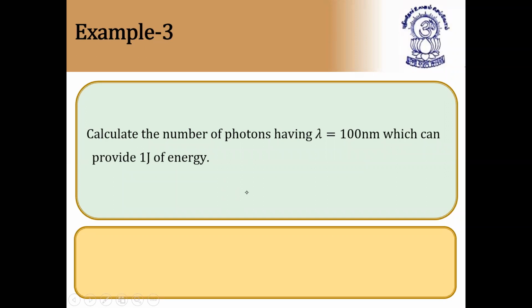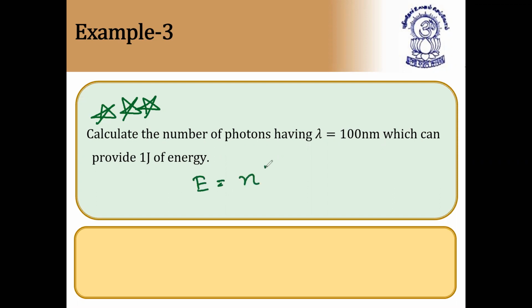Next, example 3. Calculate the number of photons having lambda equal to 100 nanometer, which can provide 1 joule of energy. This is a very, very important model. You can see here in Planck's quantum theory, we got the last formula, with the number of photons. They have given the number of photons. So the formula is simple: E is equal to nhc by lambda, with respect to the number of photons, where n is called the number of photons.